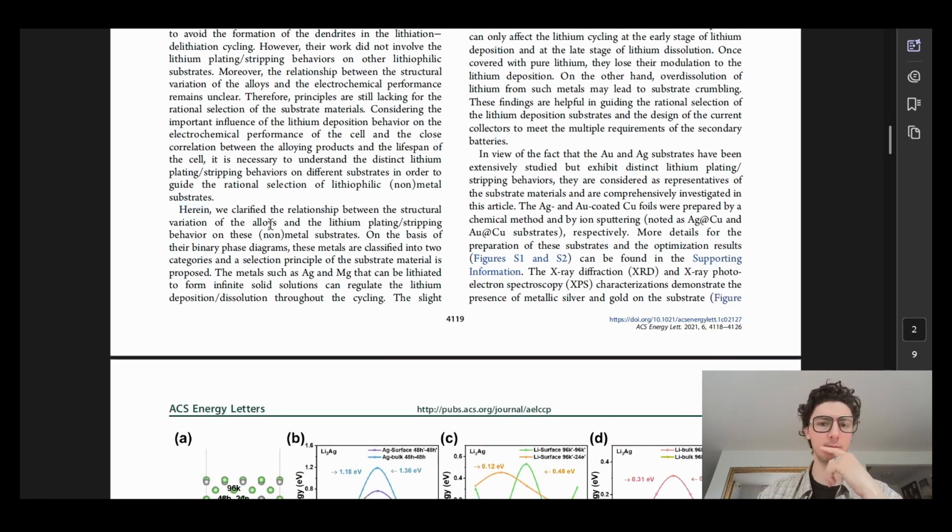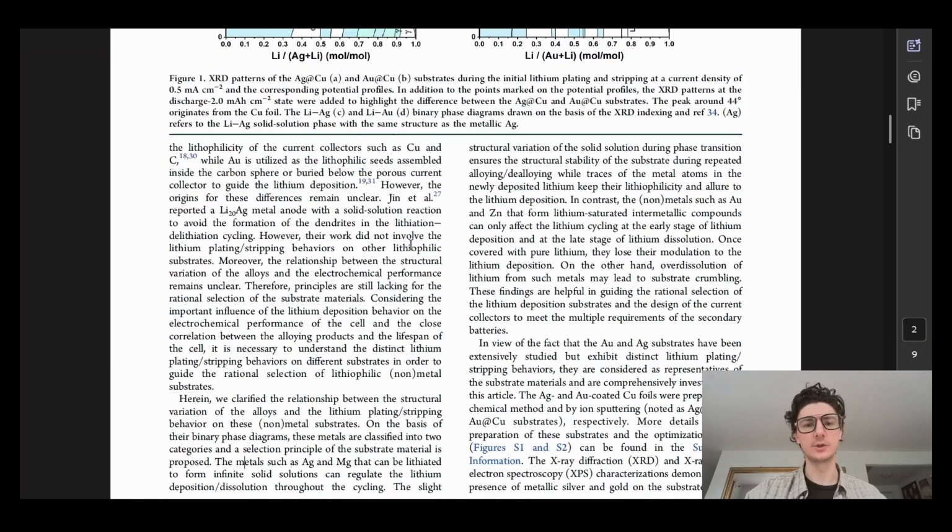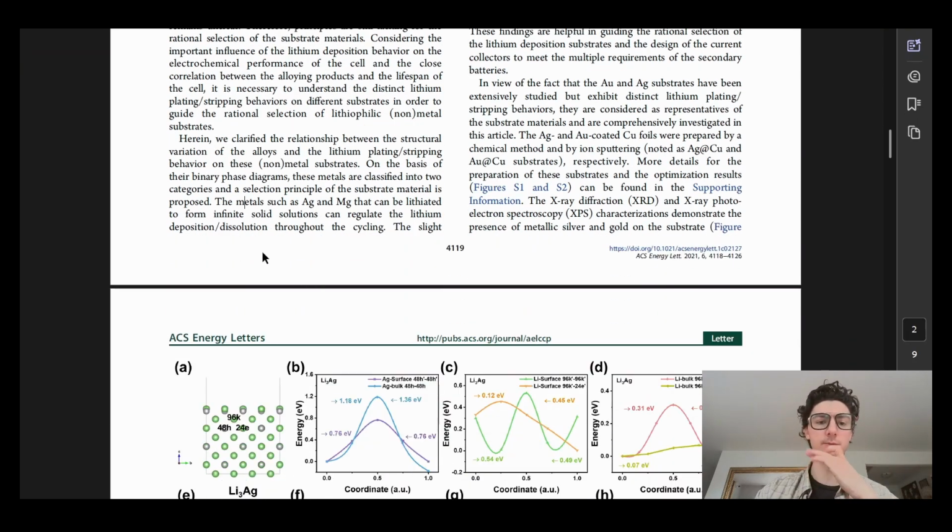So let's see this. Herein, we clarify the relationship between structural variation of the alloys and the lithium plating/stripping behavior on these non-metal substrates on the basis of their binary phase diagrams. So these little phase diagrams are what they're going to use to make some comparison. On the basis of their binary phase diagrams, these metals are classified into two categories, and a selection principle of the substrate material is proposed.